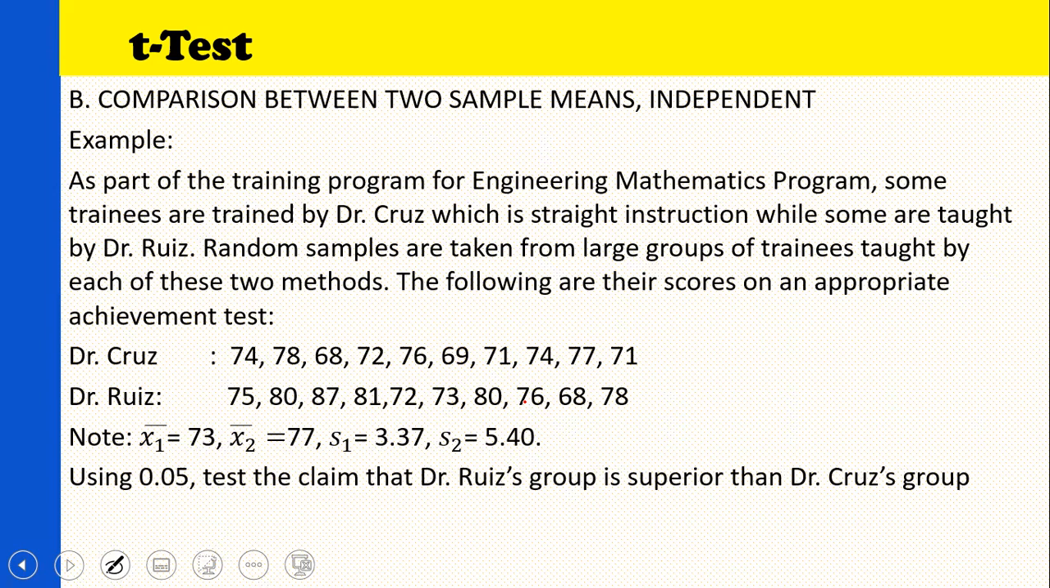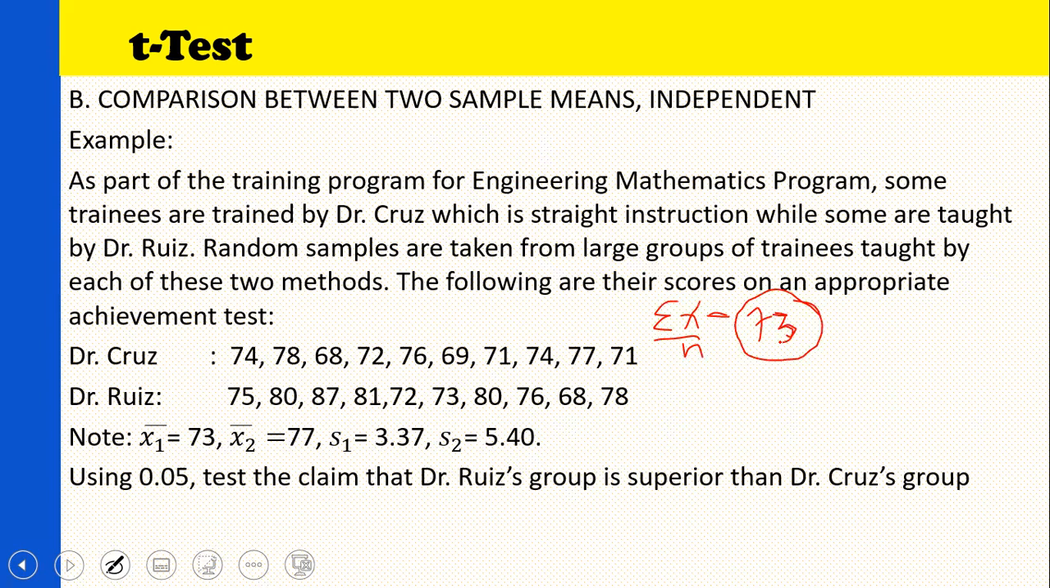So we have 10, and we also have from Dr. Ruiz 10 students randomly taken. So all we have to do is, kapag ganito, kukunin ang mean. So we have the mean. You're going to add them, which is equal already to 73. Ayan yung mean.